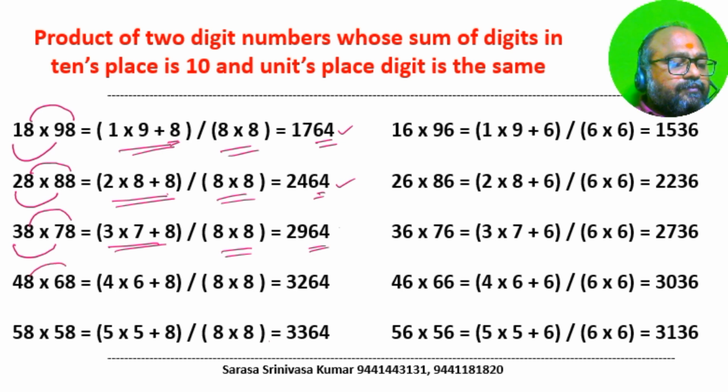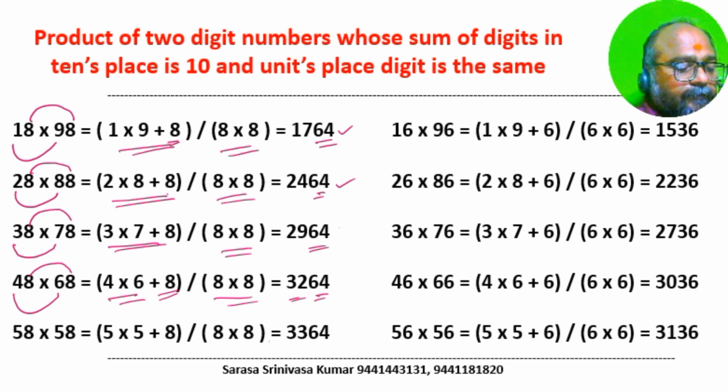Multiply the digits in units place 8 into 8, 64. Multiply the digits in tens place 4 into 6, 24. Add units place digit 8 to this. 24 plus 8 is 32. So answer is 32, 64.